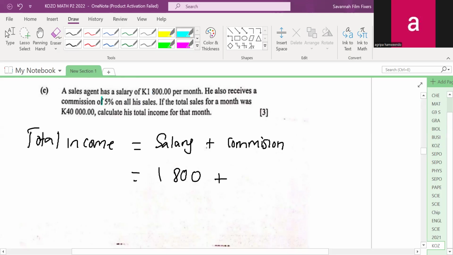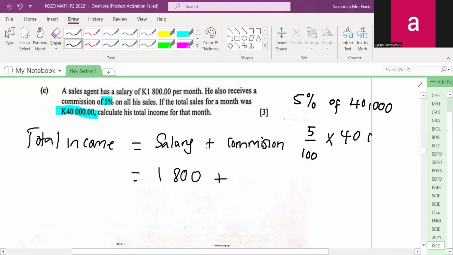So here he gets 5% of the total sales that he's made. So we need to find 5% of 40,000 kwacha. When we say 5%, a percentage is any number over 100, and "of" means multiplication. So we're multiplying by 40,000 kwacha. We divide that, and it will be exactly 2,000 kwacha.